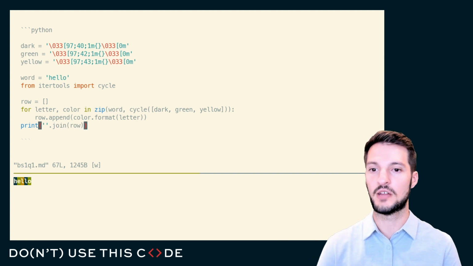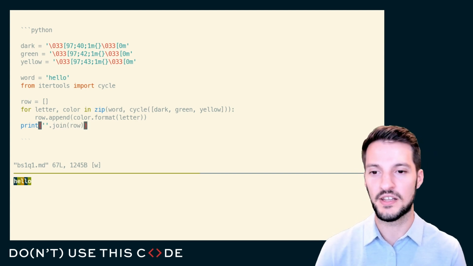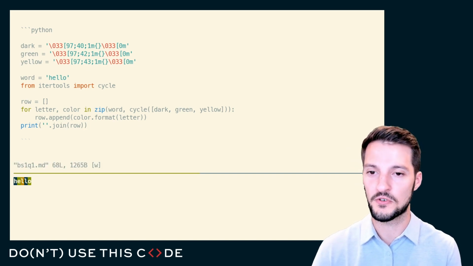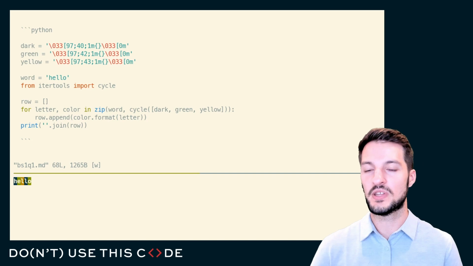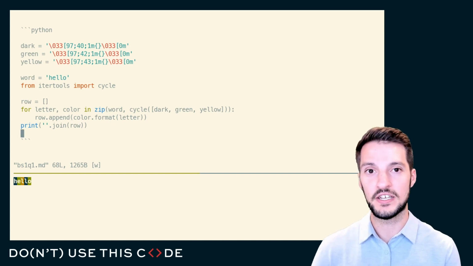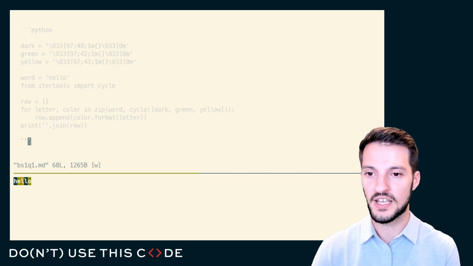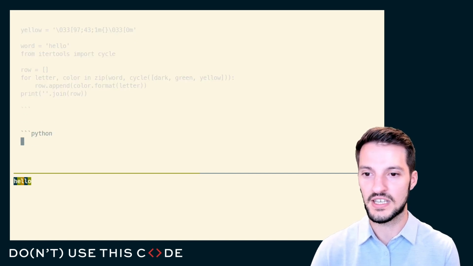And I'll join that row, and then I print everything out, and I get each of my letters colored as you would kind of expect to see in a game of Wordle. So now with my display done, and my word selection done, and my core logic done, I think we are ready to put everything together and make a very basic game of Wordle.